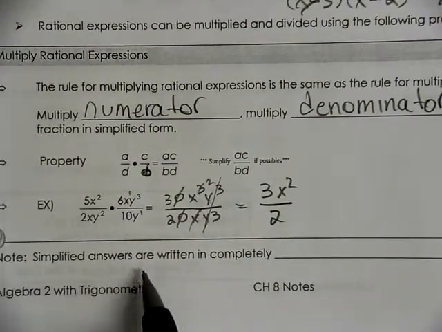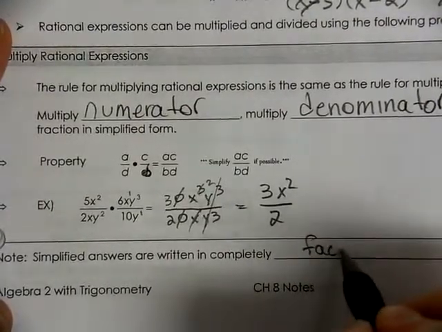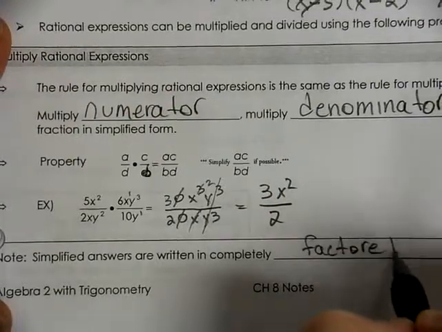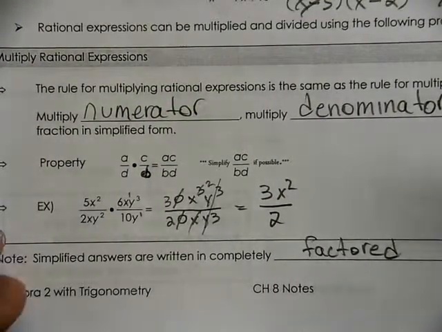Simplified answers are written in completely factored form. To simplify it, it has to be factored.